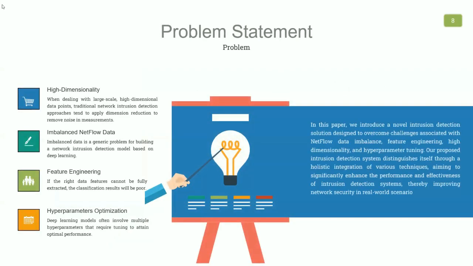Despite the advances in using artificial intelligence for intrusion detection classification, several major challenges remain. First, traditional network intrusion detection approaches often use dimension reduction to handle large-scale data, but this can result in loss of significant information and a high false positive detection rate. Unbalanced data is another challenge, as it can negatively impact the model performance, leading to a high false alarm rate and missed detection in the minority class samples. Additionally, the complex nature of network traffic data makes feature extraction difficult, leading to poor classification outcomes if the right features are not fully extracted.